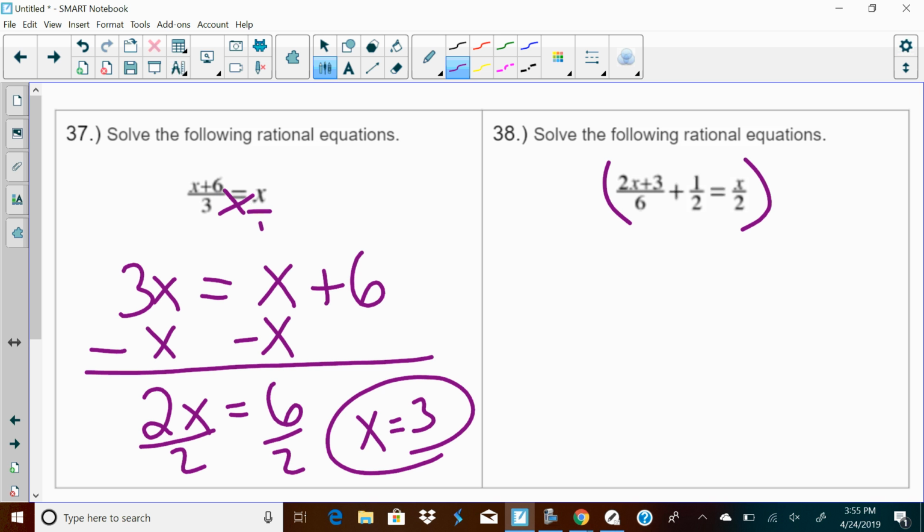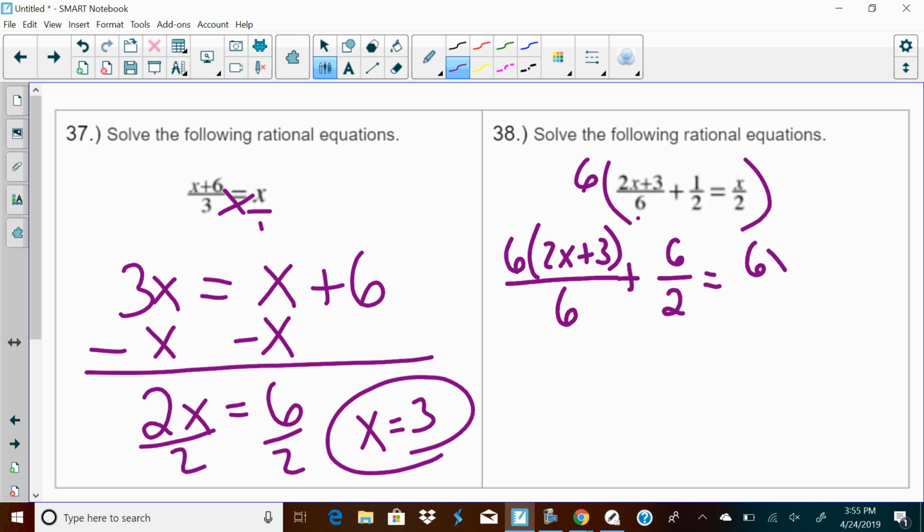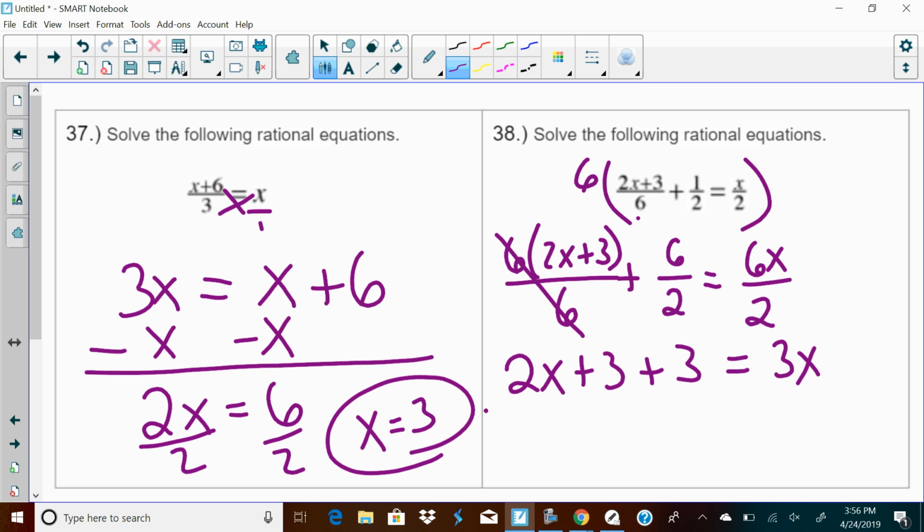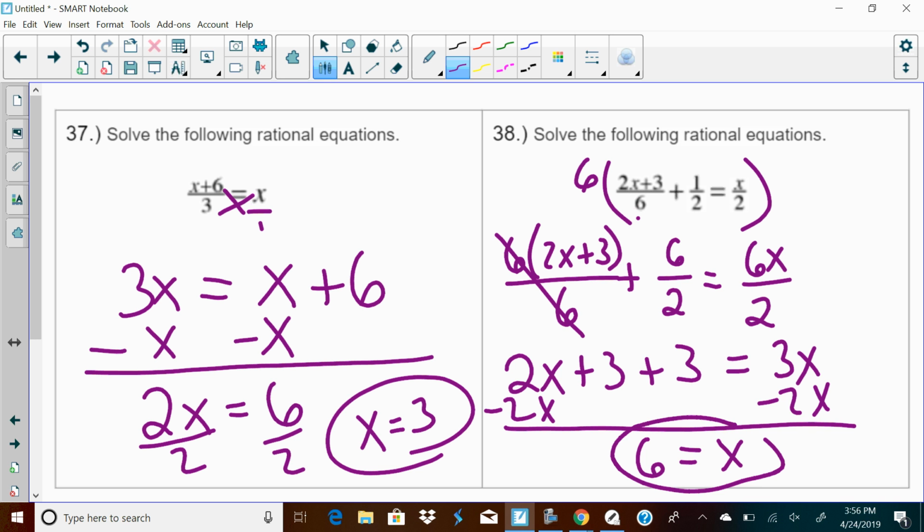This one, I can't cross multiply, so I'm going to multiply everything by 6. So basically it's 6 groups of 2x plus 3 over 6 plus 6 over 2 equals 6x over 2. So if I simplify it, these cancel. I get 2x plus 3 equals 3x. Subtract 2x from both sides. 3 plus 3 is 6 equals x. So my final answer is 6.